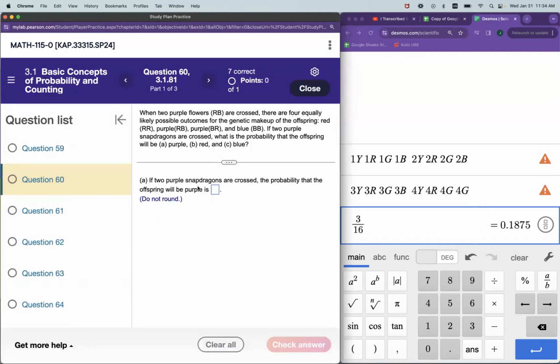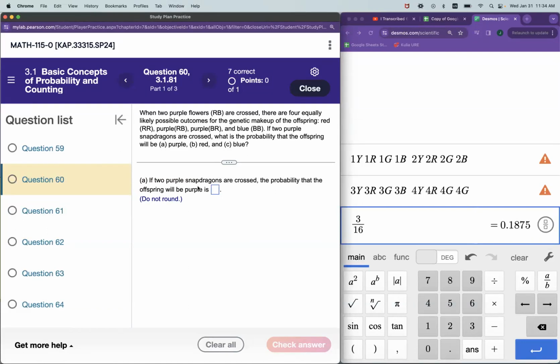Okay, when 2 purple flowers, RB, are crossed, RB? What do you mean RB? There are 4 equally likely possible outcomes for genetic makeup of offspring: red, red, purple. Oh, RB is purple. I don't know how they get RB being purple. Purple and blue. Oh, RB because blue and red. Oh, right. Okay, duh. Blue is blue, BB.